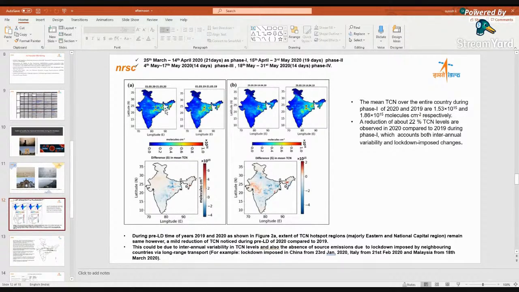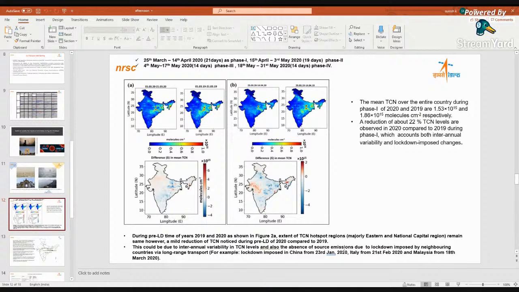So when you take NO2, the major hotspot is nothing but the power plants. The power plants were operational during the lockdown period, but a mild reduction was there in comparison to 2019. This could be due to interannual variability, or due to the lockdown imposed by neighboring countries, which is through long range transport. Other countries had imposed a lockdown prior to us.